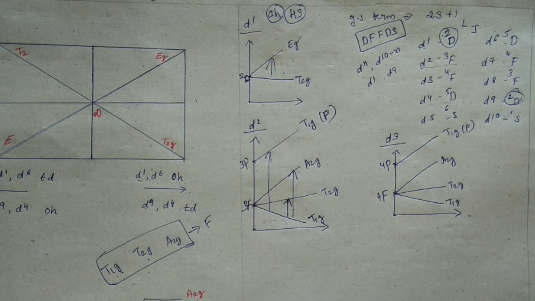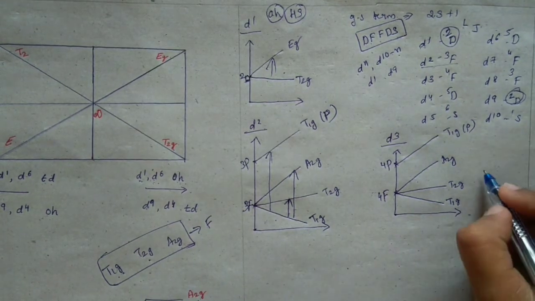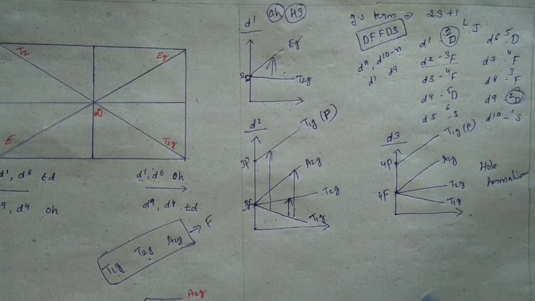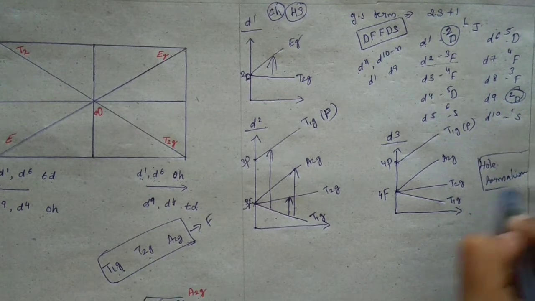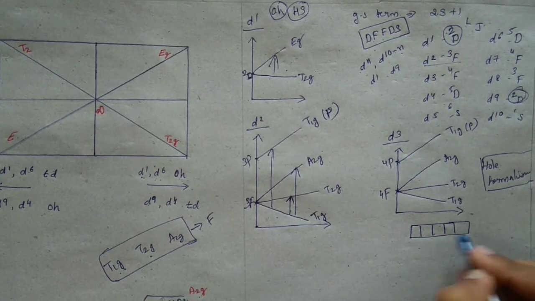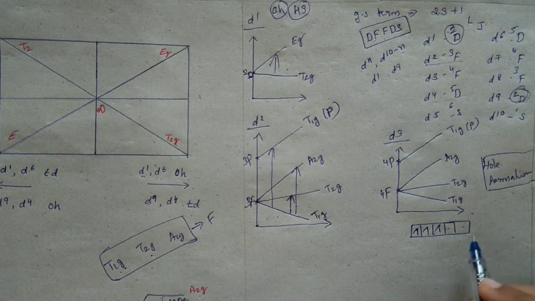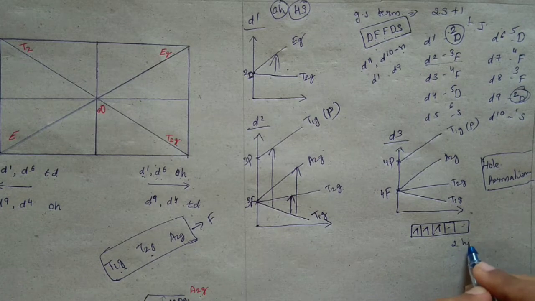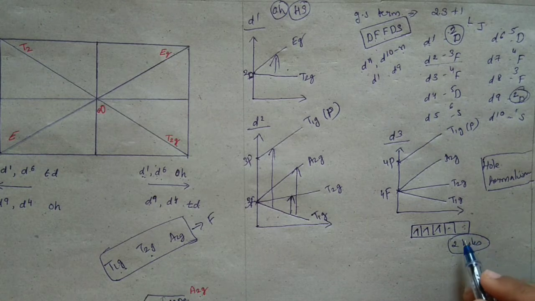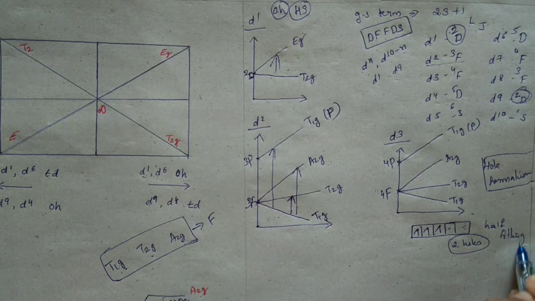Now in d3 what happens? A small change happens. Why? Hole formalism. So what is hole formalism? In d3, what is the configuration? 1, 2, 3, 4, 5. So 3 electrons are filled in the d orbitals and 2 are vacant, so 2 holes are there. In other words, 2 more electrons are needed for half filling.